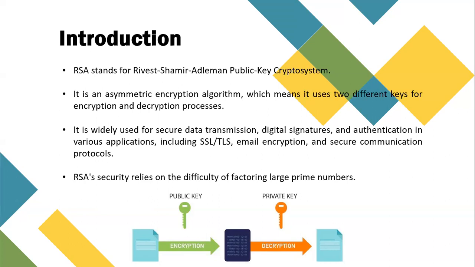Moving back to RSA, it is widely used for secure data transmission, digital signatures, and authentication in various applications, including SSL, TLS, email encryption, and secure communication protocols. A few of these examples we'll describe in the subsequent slides. Also, RSA security heavily relies on the difficulty of factoring large prime numbers. A very high-level view of what RSA does is that it uses a public key to encrypt data and a private key to decrypt the encrypted data.